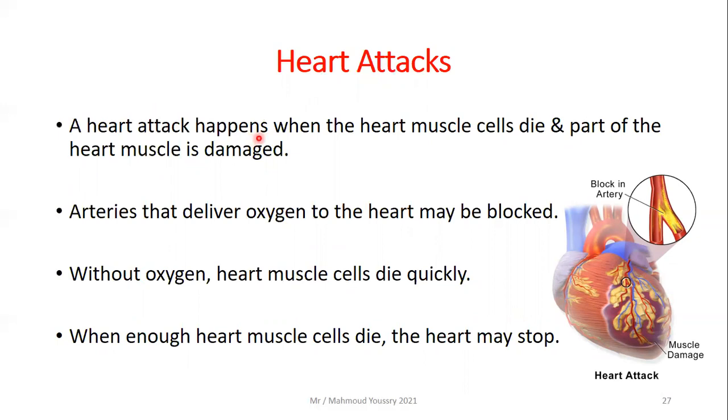A heart attack, what is a heart attack? It happens when the heart muscle cells die and part of the heart muscle is damaged. How? The heart is a muscle. Any muscle cell in our body needs food, it needs oxygen, right? So the arteries that deliver oxygen to the heart may be blocked, as this one right here. Without oxygen, heart muscle cells die quickly. When enough heart muscle cells die, the heart may stop working.